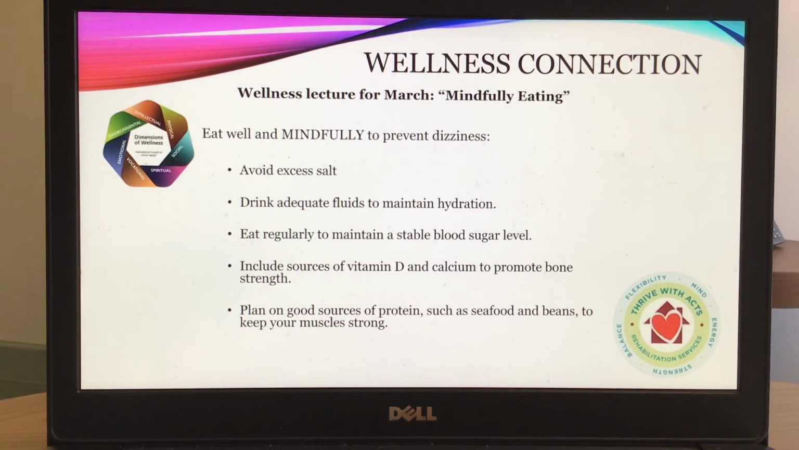Good nutrition can reduce dizziness. The wellness lecture for March is about nutrition and is called Mindfully Eating. Be mindful of what you eat. Here are some tips our dietitians want you to know about nutrition and dizziness. Avoid excess salt. Drink adequate fluids to maintain hydration. Eat regularly to maintain a stable blood sugar level. Include sources of vitamin D and calcium to promote bone strength. Plan on good sources of protein such as seafood and beans to keep your muscles strong.